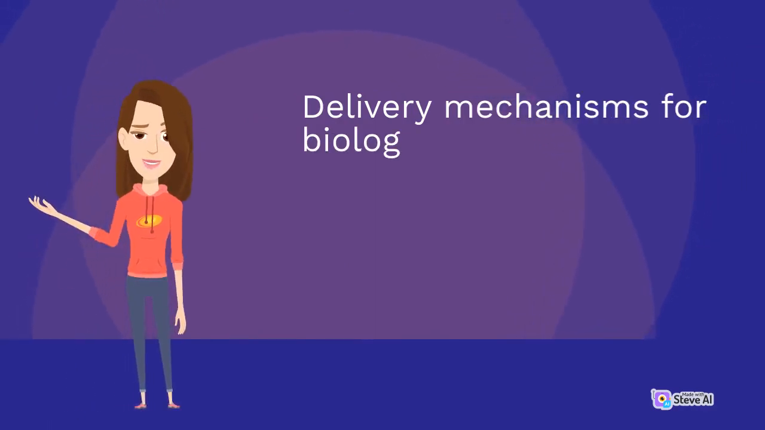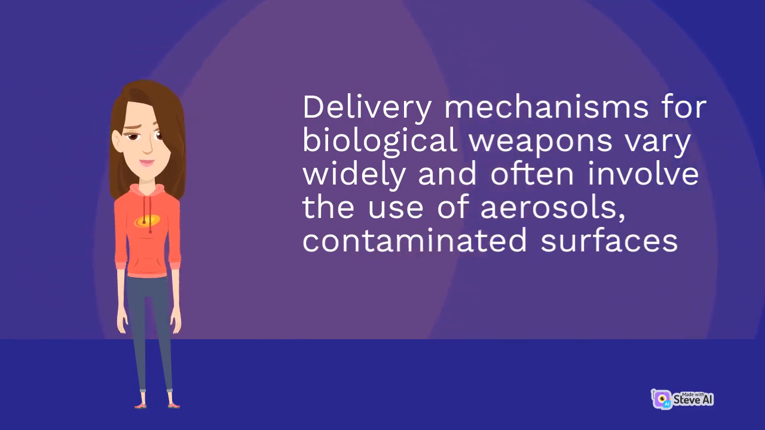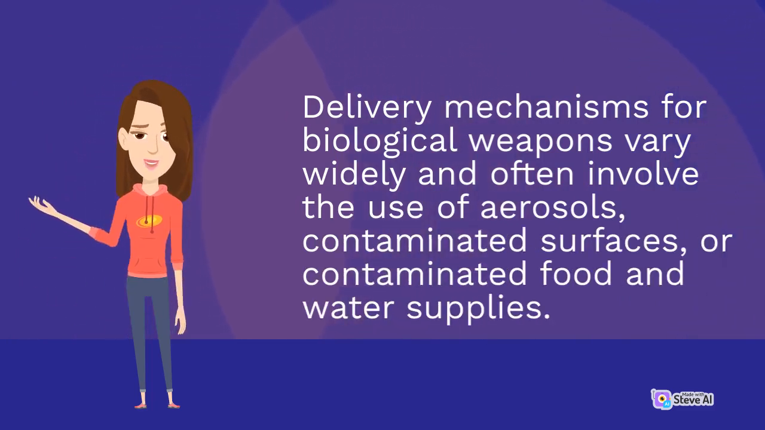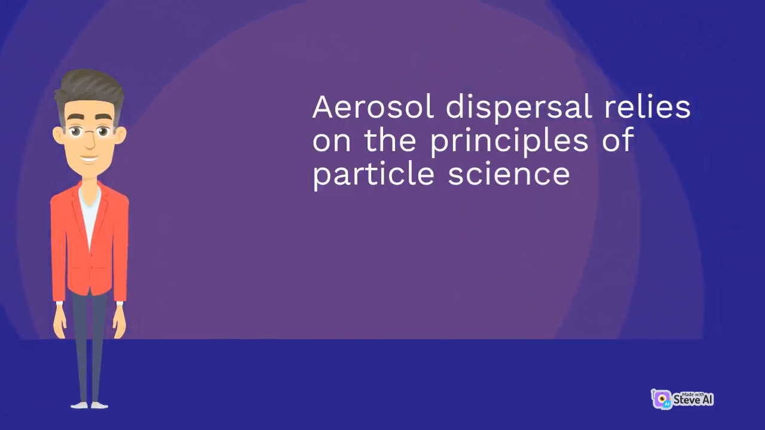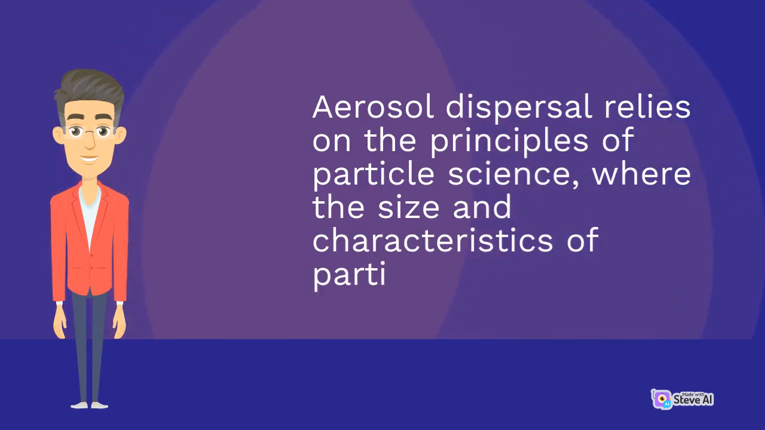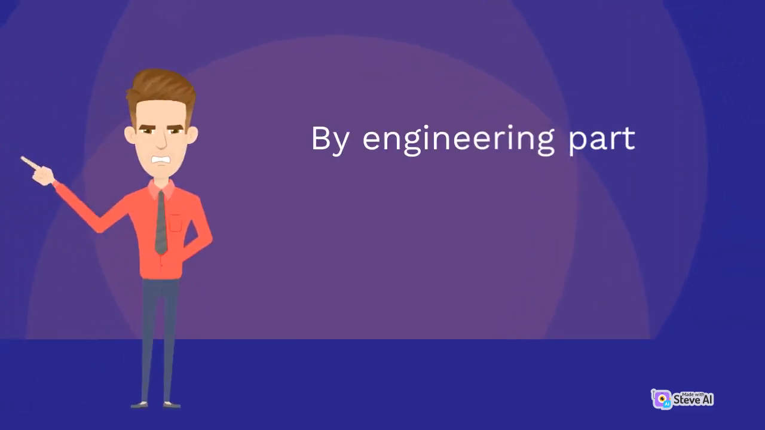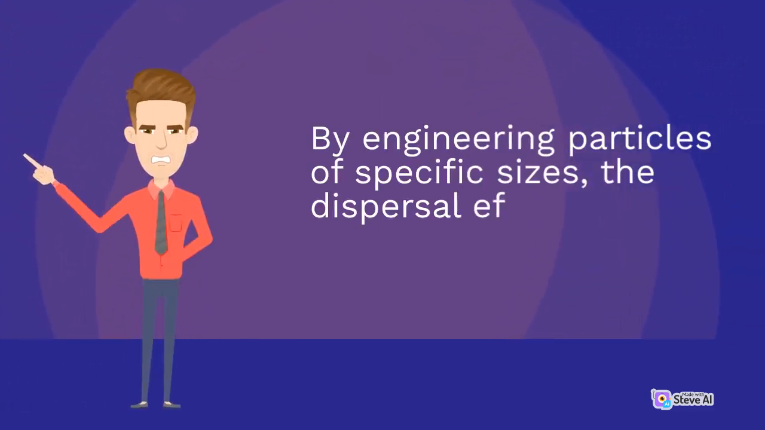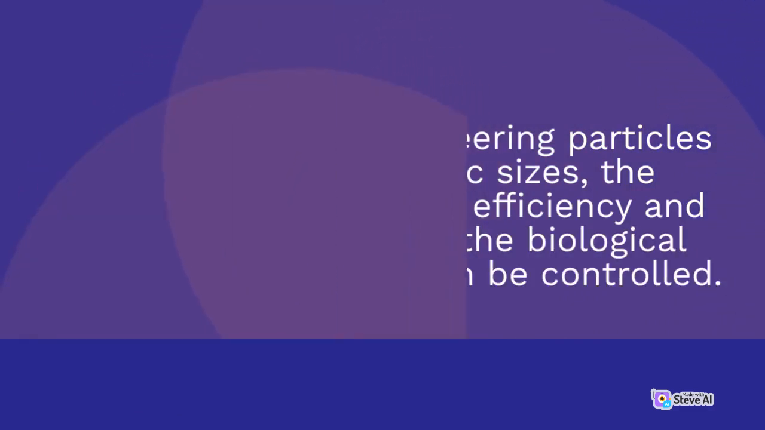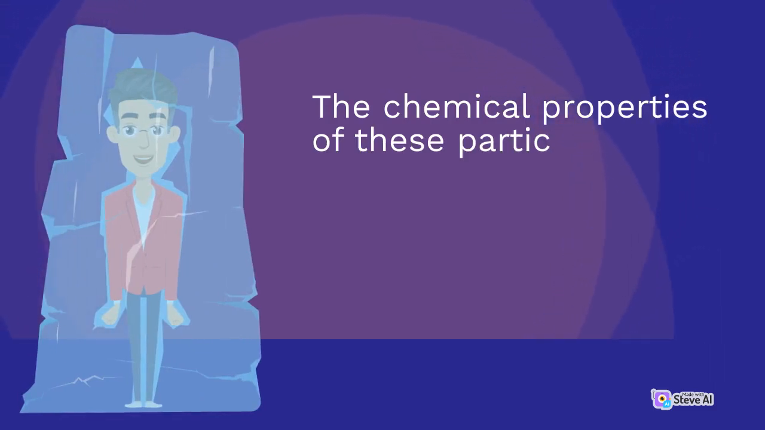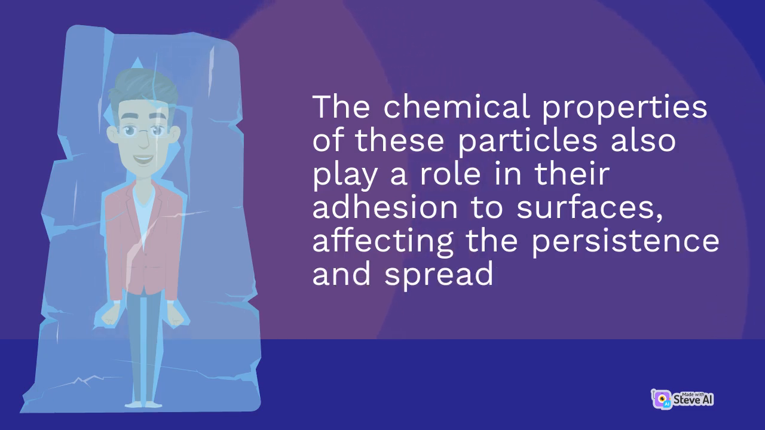Delivery mechanisms for biological weapons vary widely and often involve the use of aerosols, contaminated surfaces, or contaminated food and water supplies. Aerosol dispersal relies on the principles of particle science, where the size and characteristics of particles determine their behavior in the air. By engineering particles of specific sizes, the dispersal efficiency and reach of the biological agent can be controlled. The chemical properties of these particles also play a role in their adhesion to surfaces, affecting the persistence and spread of contamination.